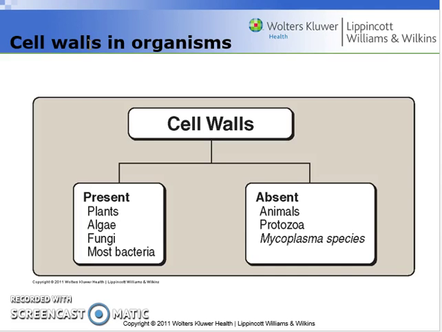But just to recap, remember, cell walls are not found in all cells. You have cell walls present in plants, algae, fungi, and bacteria. There are some bacteria that don't have a cell wall, like mycoplasma bacteria, but we'll talk about them later. The majority of bacteria are going to have a cell wall. Animal cells, protozoans, and the mycoplasma bacteria I just spoke of do not have cell walls.